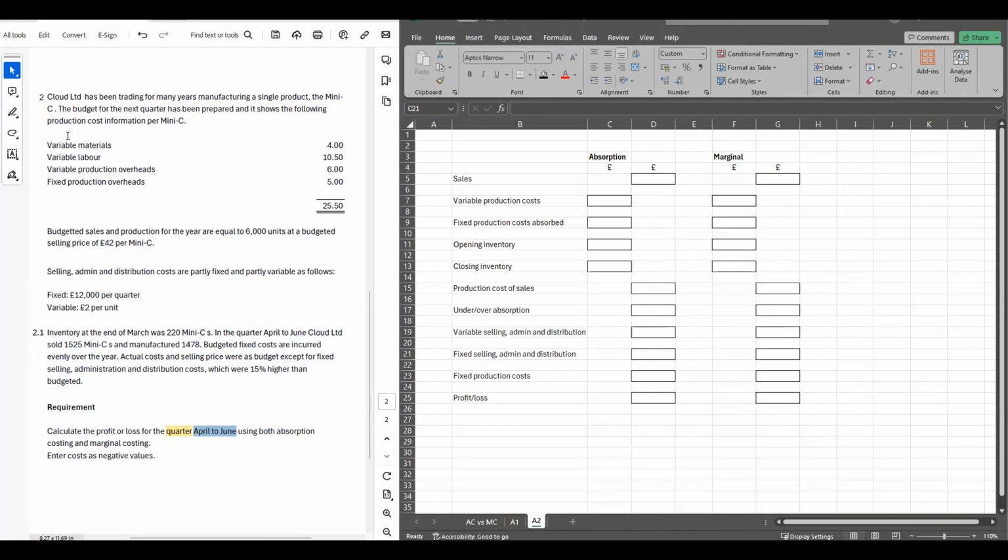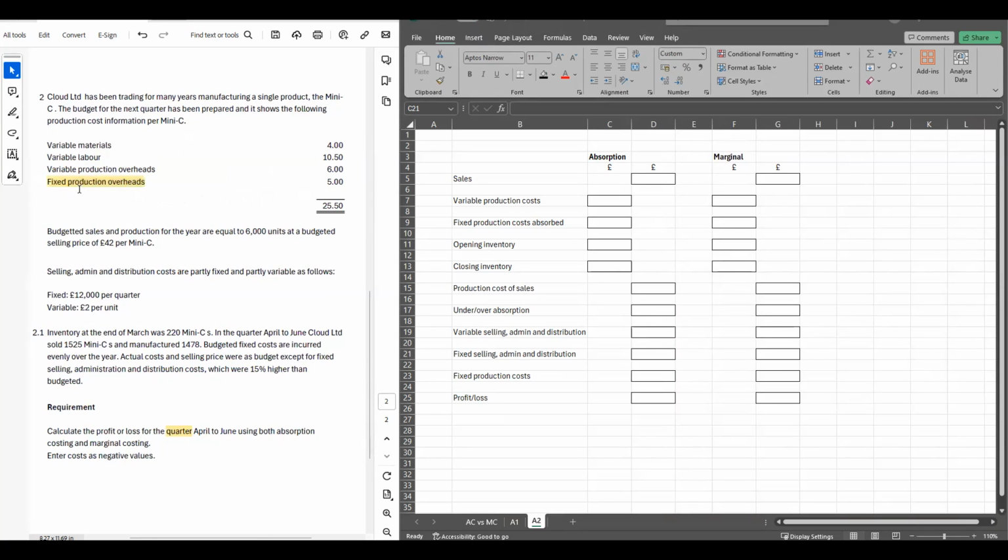So going up to the top, we've got Cloud Limited has been trading for many years, manufacturing a single product, the Mini C. The budget for the next quarter has been prepared, and it shows the following production cost information per Mini C. This time we've got variable materials, variable labor, variable production overheads, and we've got our various numbers, but this time slightly differently.